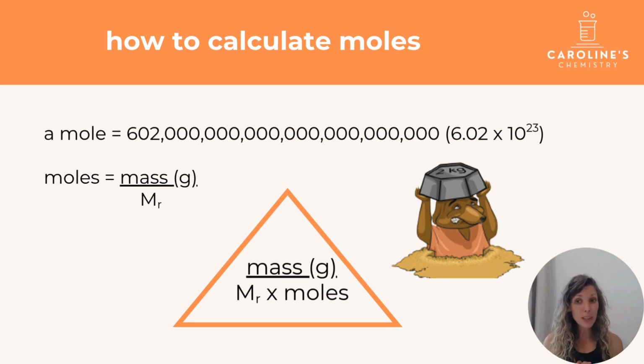The equation is moles is equal to the mass of the substance in grams divided by the MR, the formula mass. Now, you need to be able to rearrange this equation, which is where the triangle comes in. If it helps you, you can use this triangle to help rearrange it. All you do is cover up what it is that you are trying to find out. So for instance, if we're trying to calculate moles, then we cover up moles in the triangle, and that leaves us with mass over MR. So moles is equal to mass divided by MR.